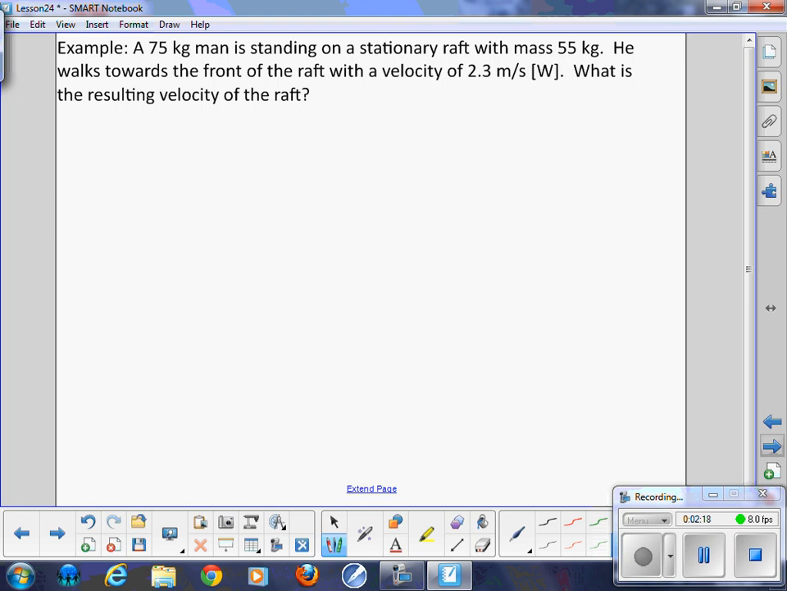So an example: a 75 kilogram man is standing on a stationary raft, out in the middle of the pond, and the mass of the raft is 55 kilograms. He walks toward the front of the raft with a velocity of 2.3 meters per second, south or west. What's the resulting velocity of the raft?